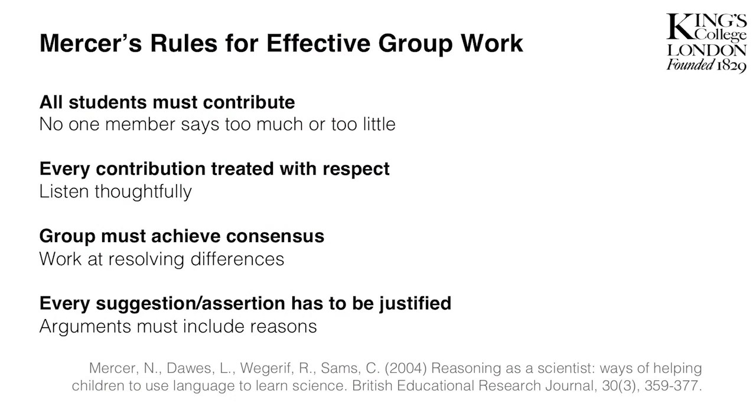And Neil Mercer, a professor who was at the OU, now at Cambridge, tried to train pupils in effective group work. And here are the principles he established in a piece of research he did with pupils in Key Stage 2 in Year 5. All students must contribute. No one member says too much or too little. Every contribution treated with respect, listen thoughtfully. Group must achieve consensus, work at resolving differences. Every suggestion or assertion has to be justified. Arguments must include reasons.